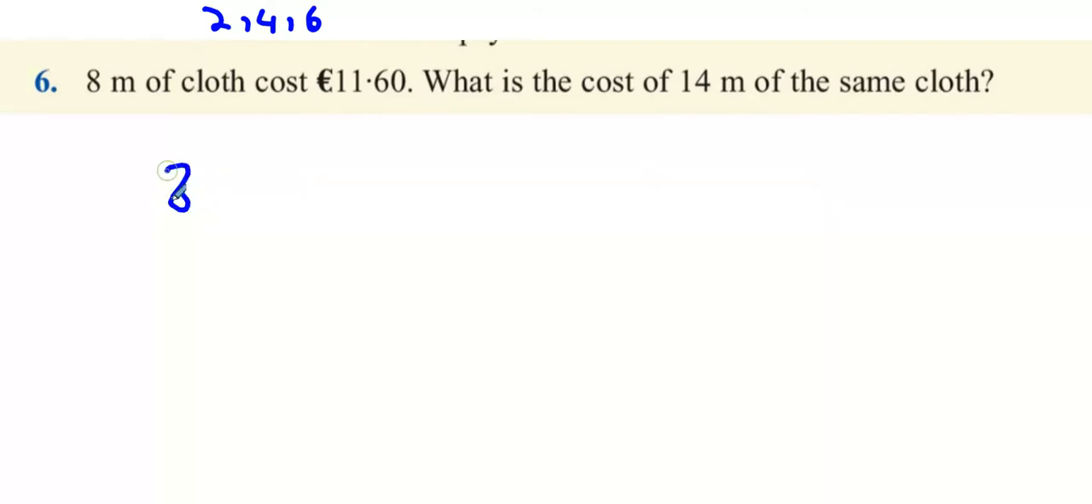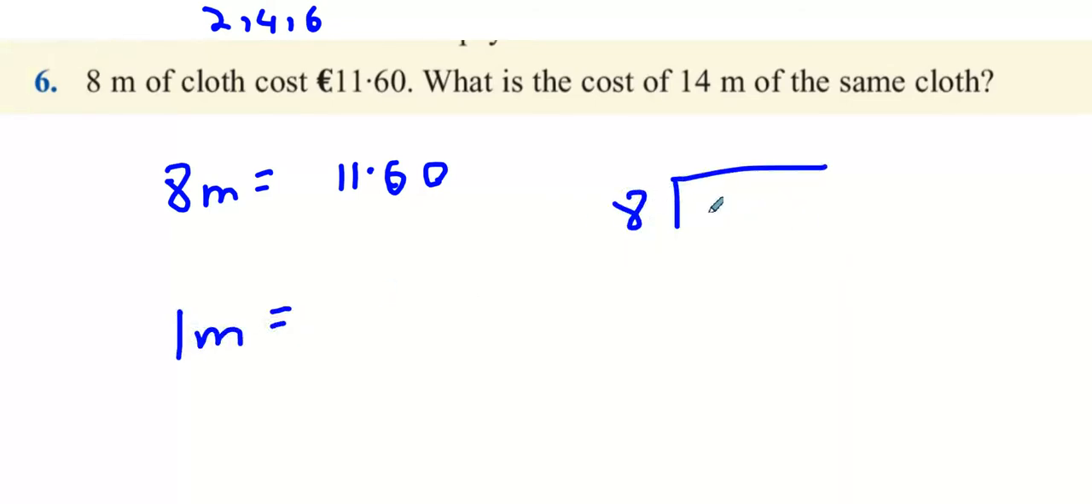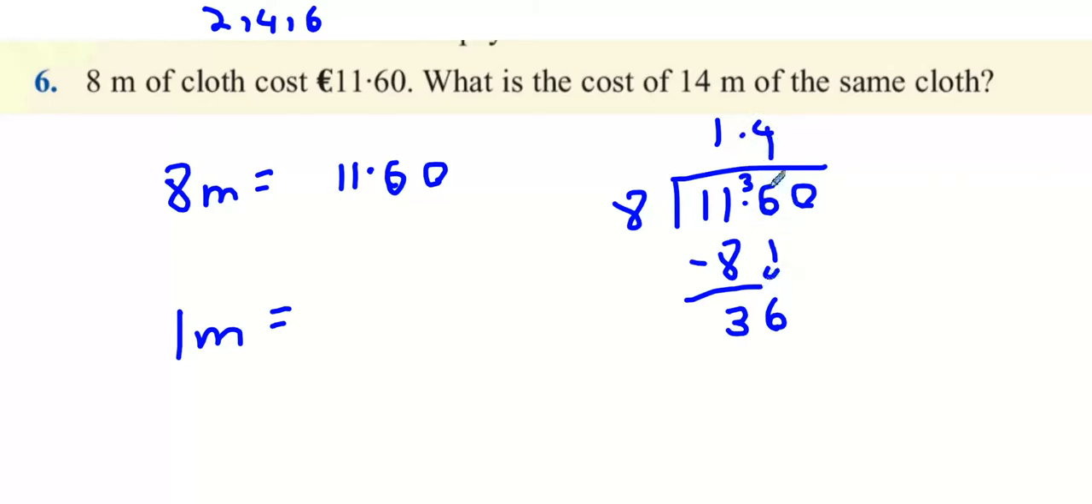Well, we know 8 meters is equal to €11.60. We need to find out what 1 meter is, so we divide 8 into €11.60. 8 into 11 goes once, remainder 3. Sorry, we'll do this properly. 3, bring down the 6. 8 into 36 goes 4 times. Remember, keep your dots above each other. 4 times 8 is 32. Take it away, remainder 4. Bring down the 0. 8 into 40 goes 5 times. So that's €1.45. We want to find out what 14 meters is.